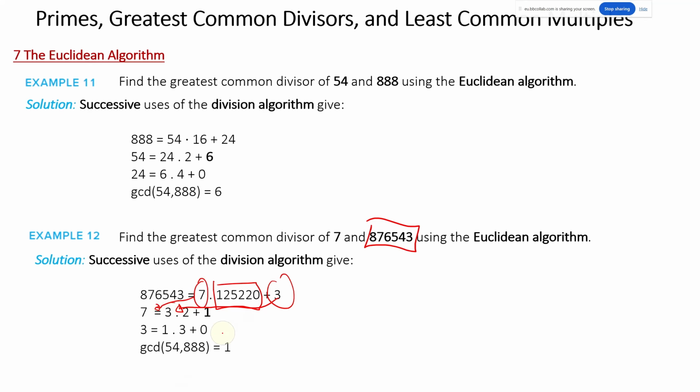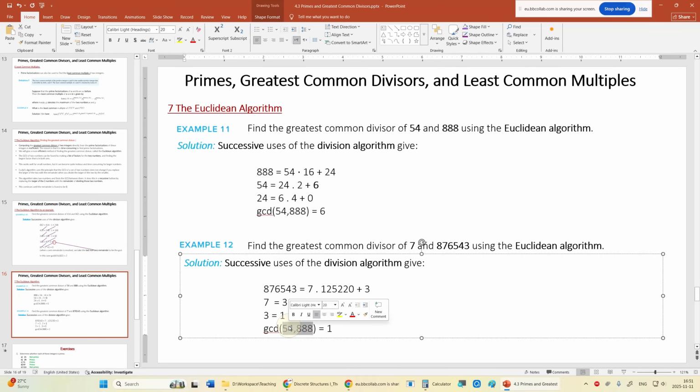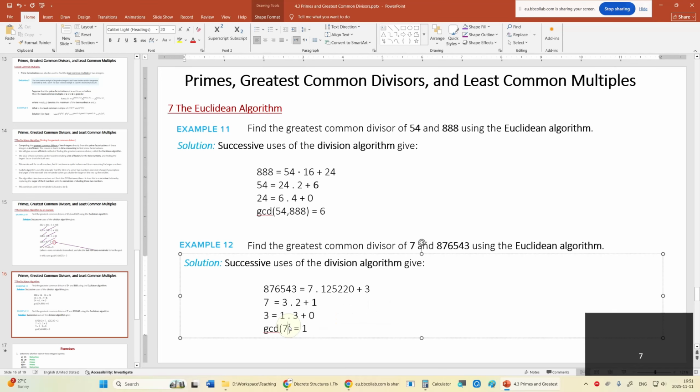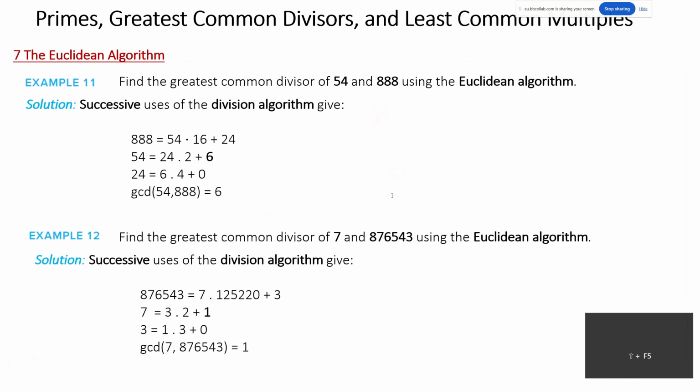The one before is going to be your GCD. I think there's a mistake here. This here should be 7 and 876543. That is what is meant. So that is the Euclidean algorithm.